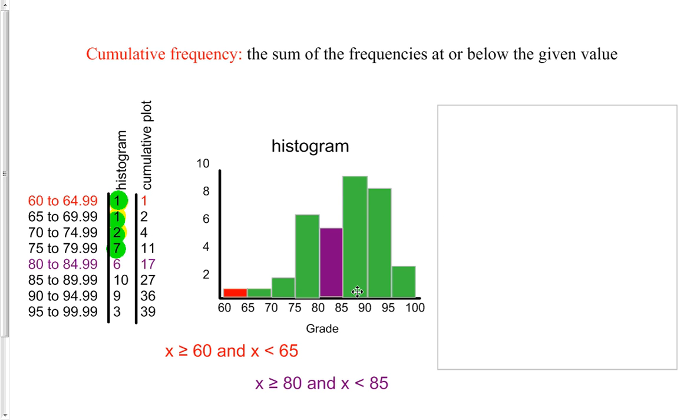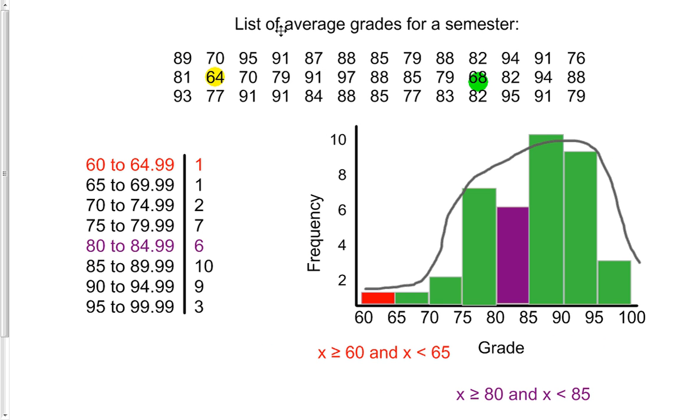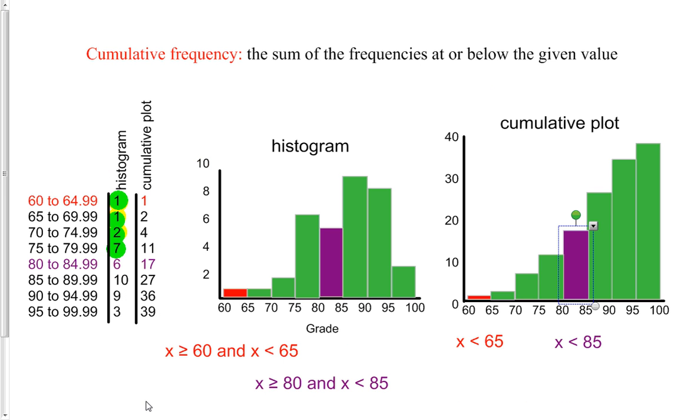So if this was our original histogram, our cumulative frequency plot is going to look something like this. And if our conditions before were x has to be greater than some number and less than some other number to be in here, now it just has to be less than the upper range. So for the purple bar here, as long as x is less than 85, that'll tell us how many numbers fit. How many numbers are less than 85? Well, if you look at this graph here, it's approximately 17. And if you go to our big list of numbers here, you would count up 17 numbers that are less than 85. So that's a cumulative frequency plot.